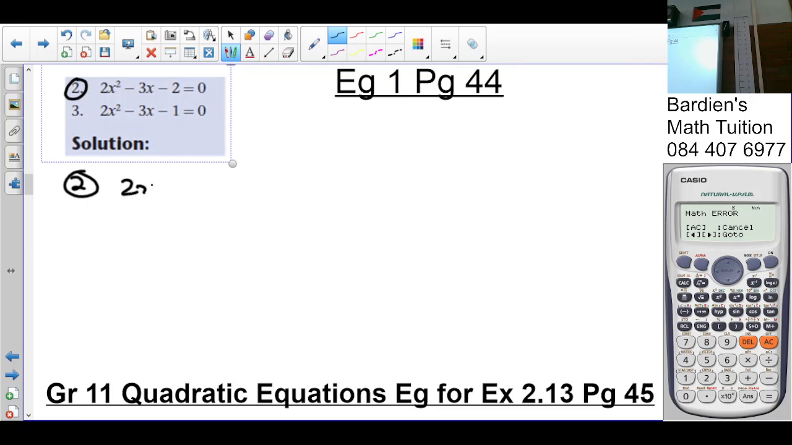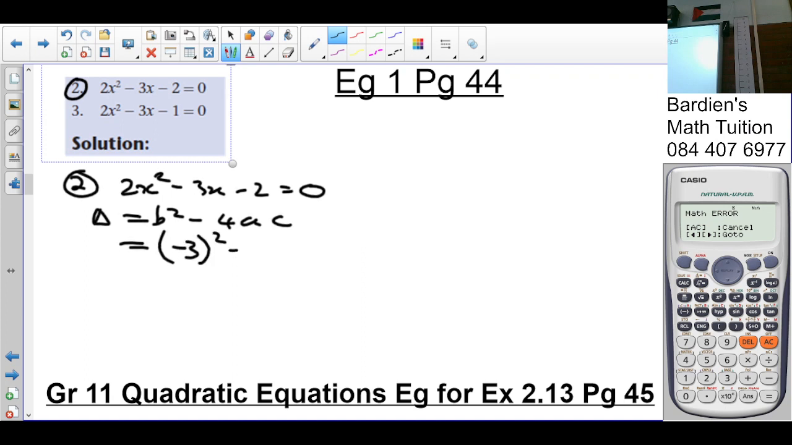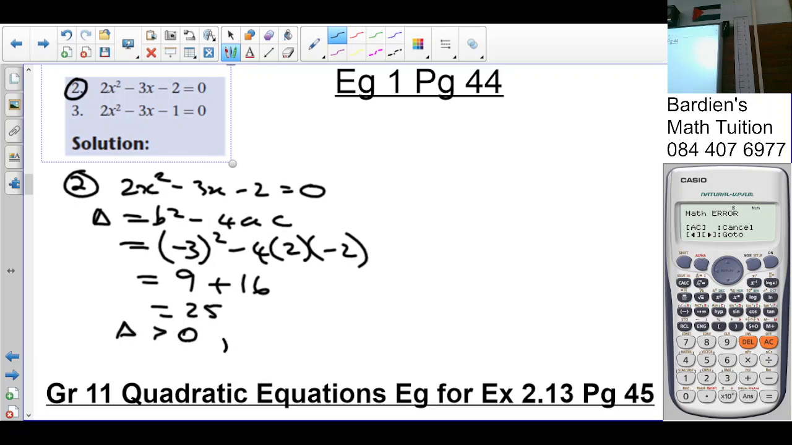You are given 2x squared minus 3x minus 2 is equal to 0. Again, what is delta? B squared minus 4ac. What is b? Negative 3, so it's negative 3 squared minus 4, a is 2, c is negative 2, which gives you 9 plus 16, which is 25. So what do you notice here? Delta is greater than 0, and it's a perfect square.